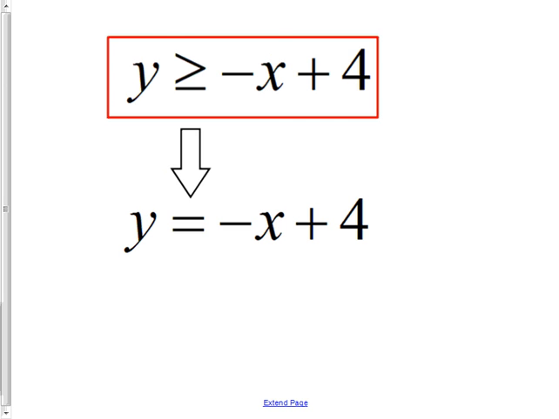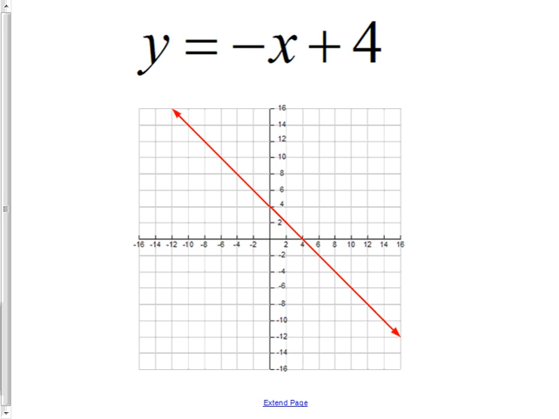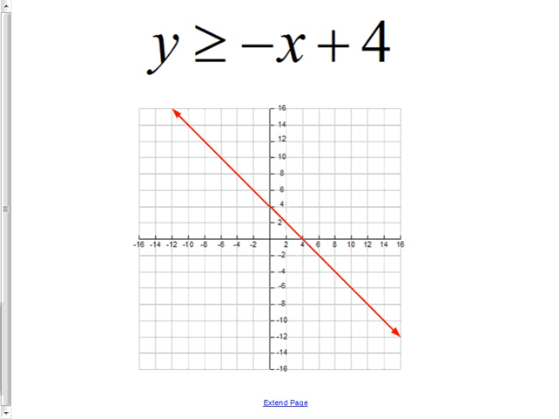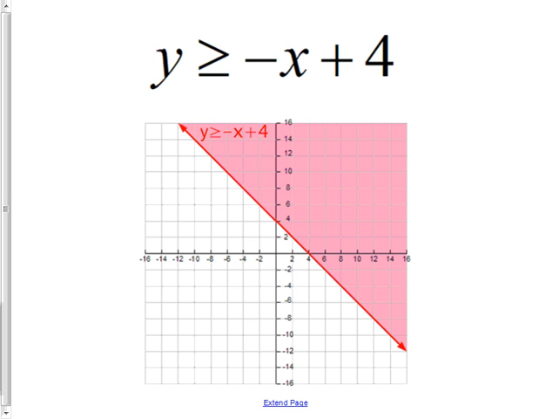All right, and then to actually graph it, you graph the line first, which is again going through the y-intercept of 4 and having a slope of -1, meaning down 1 over 1, down 1 over 1, down 1 over 1. That's slope of -1. And then I just have to shade on the right side of the line, which in this case is above that line.